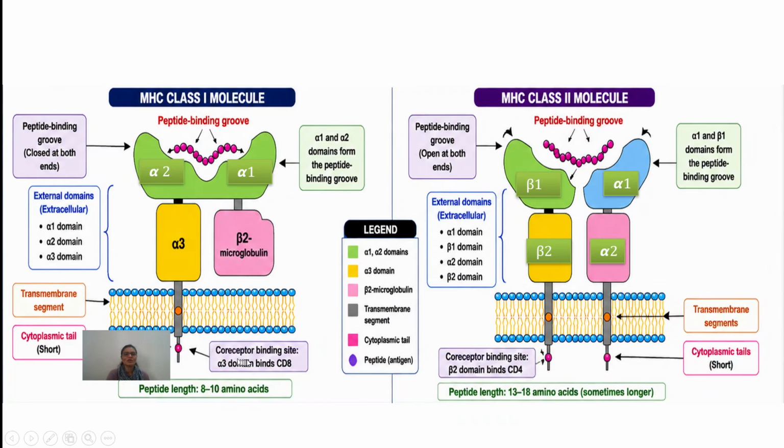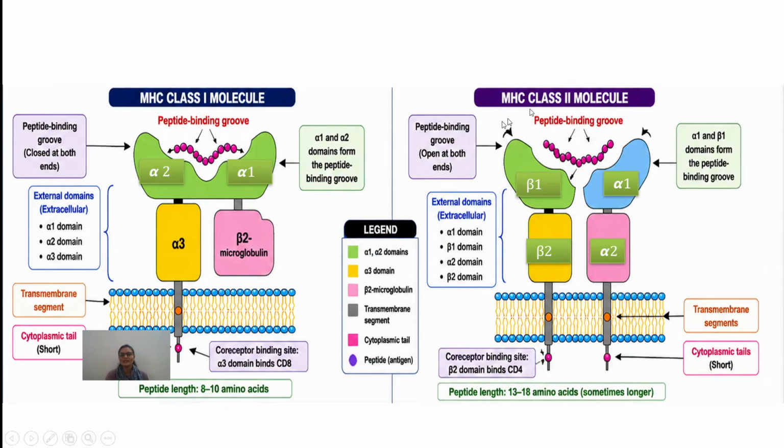Here this part is a co-receptor binding site. This is the MHC class 1 structure, which binds the CD8 receptor of the T cytotoxic cell. Here you can see the peptide binding groove, which carries a total of 8 to 10 amino acids to present to the T cytotoxic cell.